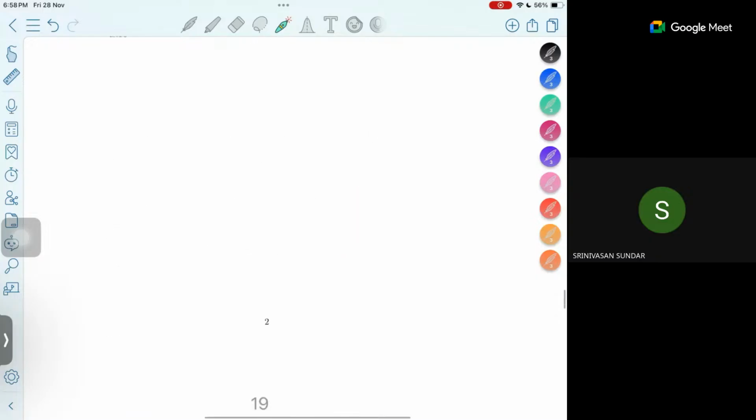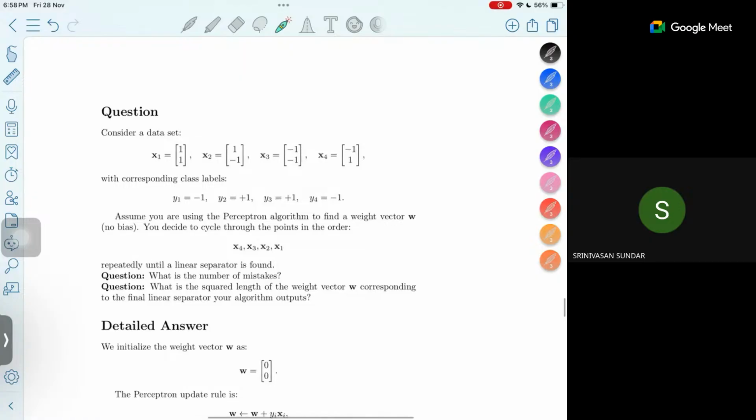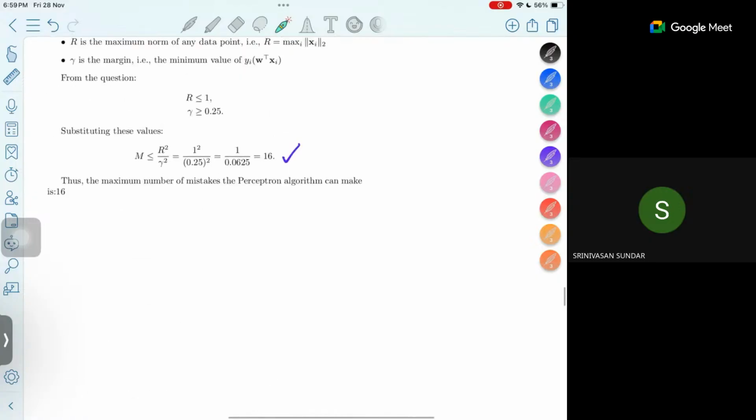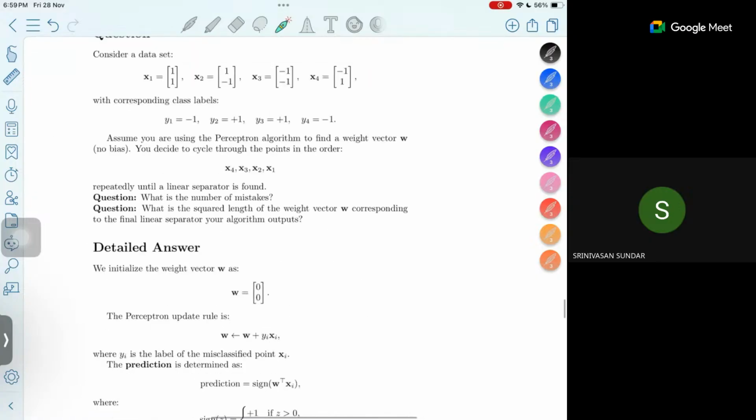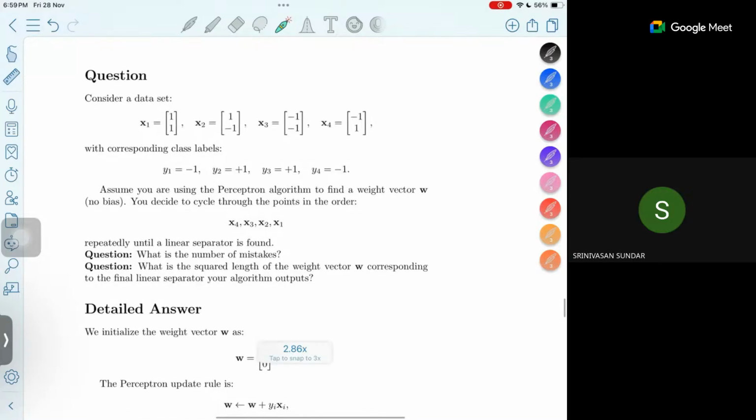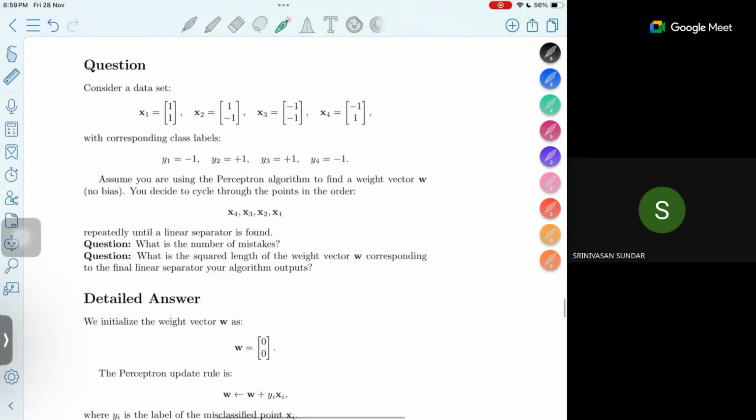Okay, so we were here. I think we have completed this question, right? Yeah, we have completed this. So we are here. Consider a data set. X1 is (1, 1), X2 is (1, -1), X3 is (-1, -1), X4 is (-1, 1), with corresponding class labels Y1 is -1, Y2 is +1, Y3 is +1, Y4 is -1.